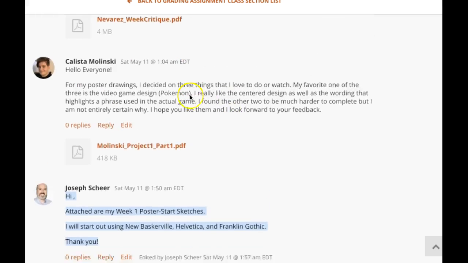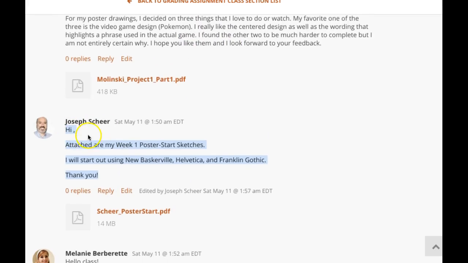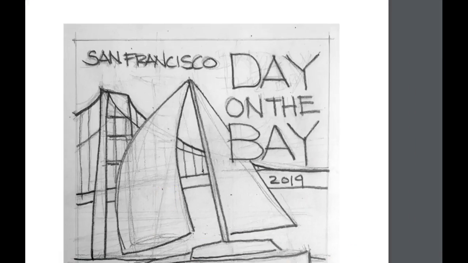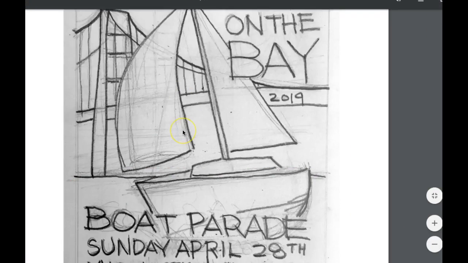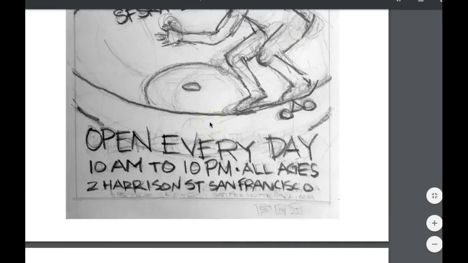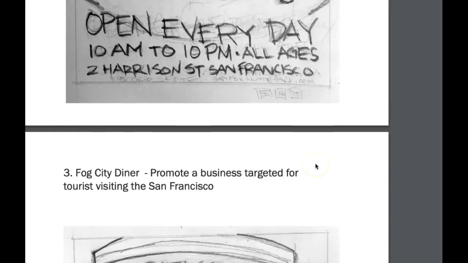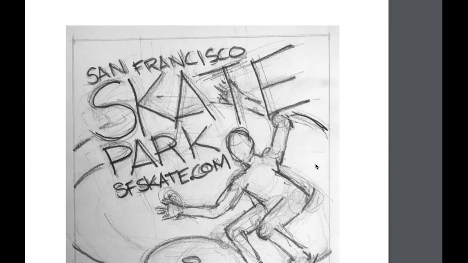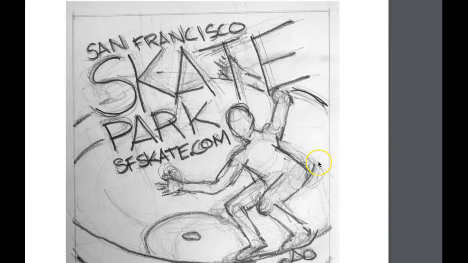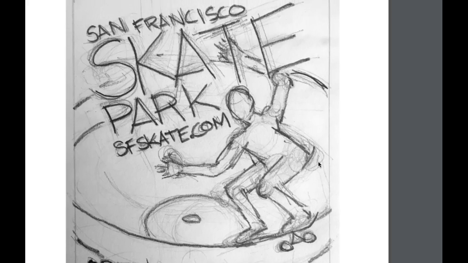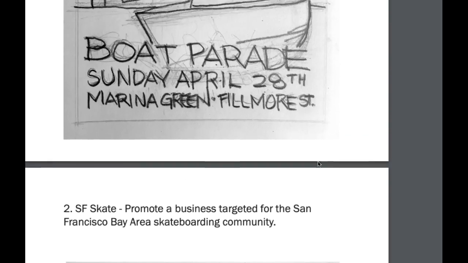I don't see any written rationale here accompanying your submission, so we'll jump straight to the posters. Okay, so we got three posters. The sketches are fantastic. They really show to a very high degree what your intent is in terms of typography, illustration, placement, composition, and page layout. So these are really fantastic sketches.